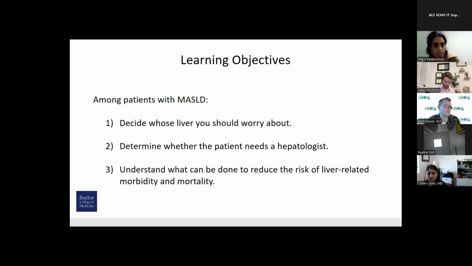And these are my learning objectives for you. So among these patients and any patient who comes through your office, I'm hoping that at the end of this, you understand whose liver you need to worry about. You can determine whether the patient with MASLD in front of you needs a hepatologist, and then understand what can be done to reduce the risk of liver-related morbidity and mortality in this patient with MASLD in front of you.